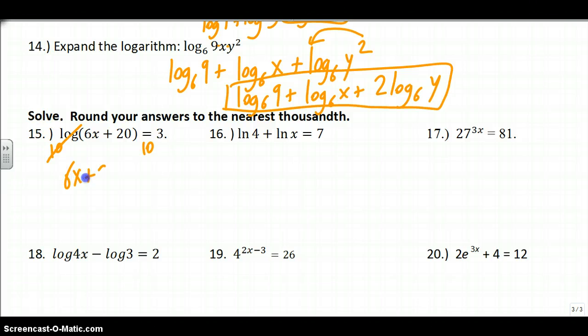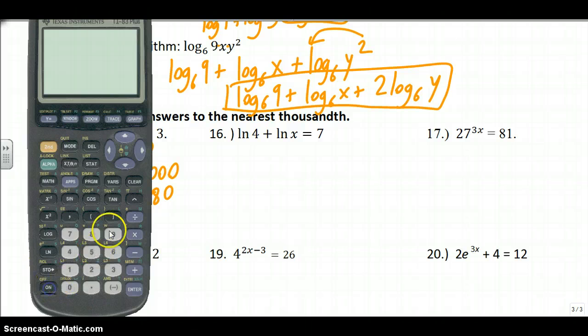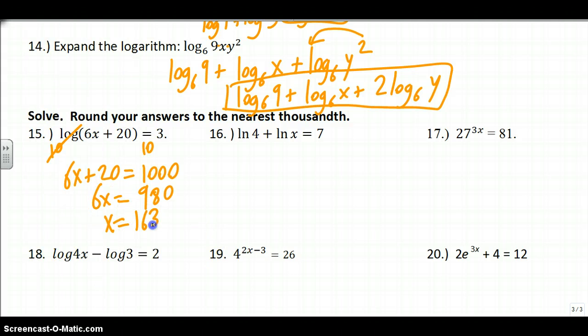So you get 6x plus 20 equals 10 to the third, which is 1,000. Subtract 20, so 6x equals 980. And then you just have to take 980 divided by 6. 980 divided by 6. 163 point, it says nearest thousandth, so 333. And there you go.